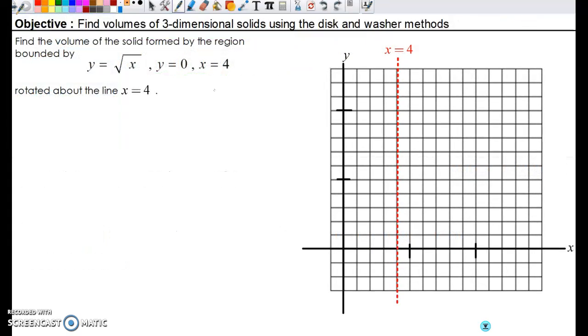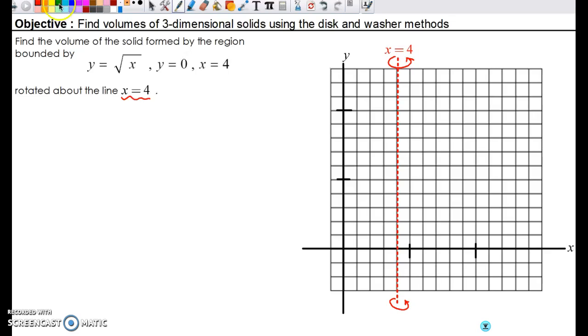So for example, we'll find the volume of the solid formed by the region bounded by y equals the square root of x, y equals 0, and x equals 4. Let's begin first by identifying x equals 4. I've already plotted it up there. It's a vertical line, and that's what I'm going to rotate around. I'm going to take whatever I plot here and rotate it 360 degrees around this axis. So imagine that is the hinge that I'm going to swing it around.